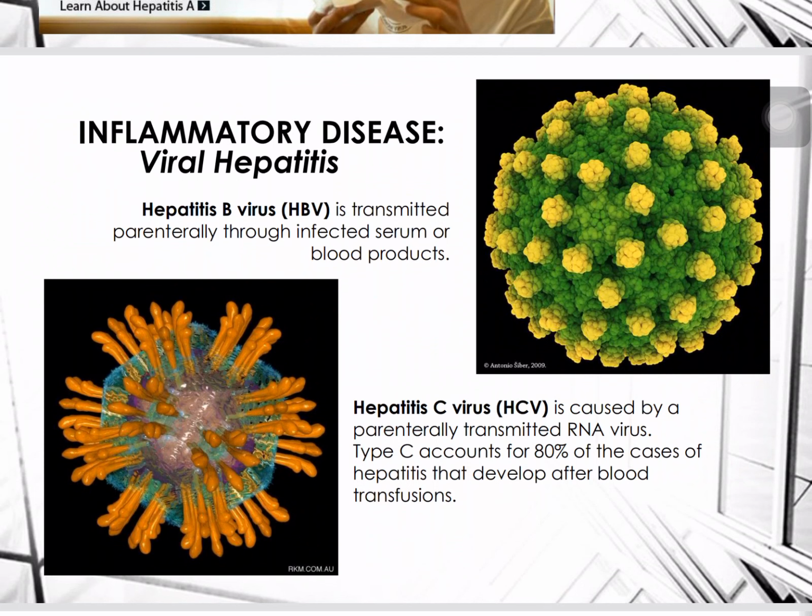Another type of hepatitis virus is HCV, or Hepatitis C virus. It is caused by a parenterally transmitted RNA virus, and this accounts for 80% of the cases of hepatitis that develop after blood transfusion. HCV may cause either acute or chronic hepatitis, with 10 to 20% of affected patients eventually developing cirrhosis of the liver.